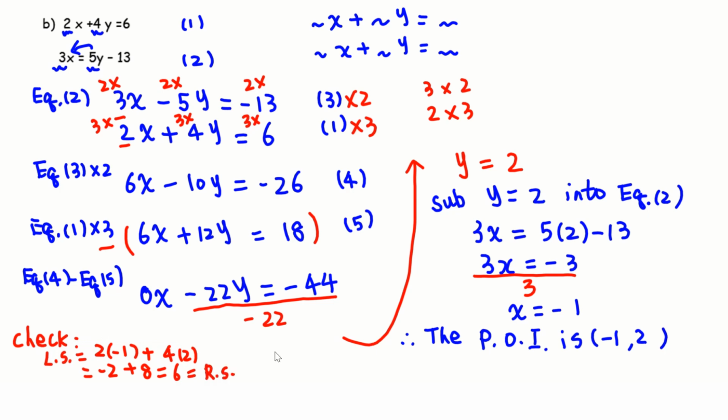Then check the second equation. 3 times x, where x is negative 1, gives negative 3. This is the left side of the second equation. Then the right side is 5 times positive 2 minus 13, which gives you negative 3. Both left side and right side are equal. It means your point of intersection is correct. This point is on both lines. So that is done for the elimination method.